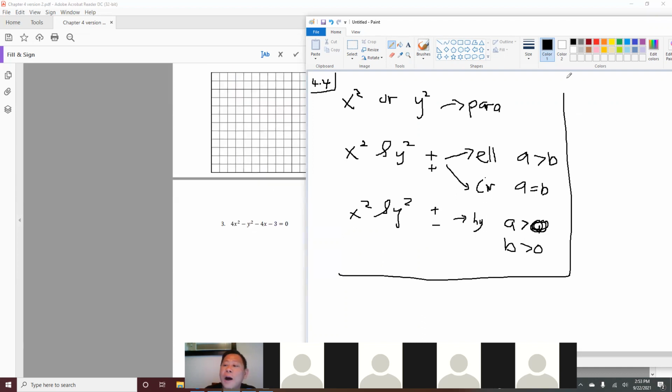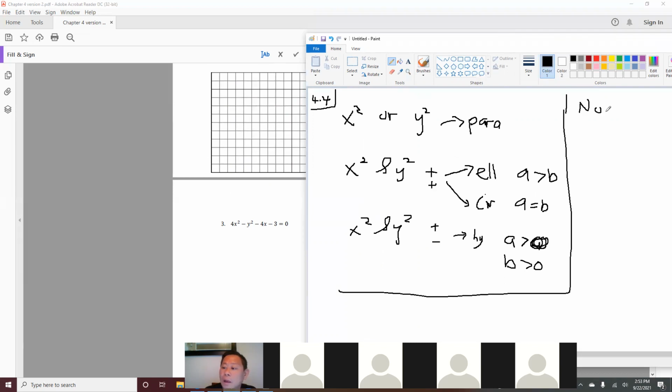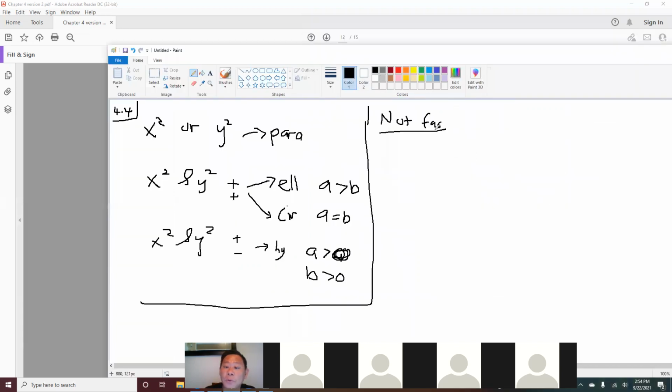Okay. So if it's not factored, you have to do what we call completing the square. There's no shortcut to do this. The first thing you do when we talk about completing the square is to separate your variables. You gather all your X variables on this side, Y variables on that side, and then you put the number on the other side. So we separate them.